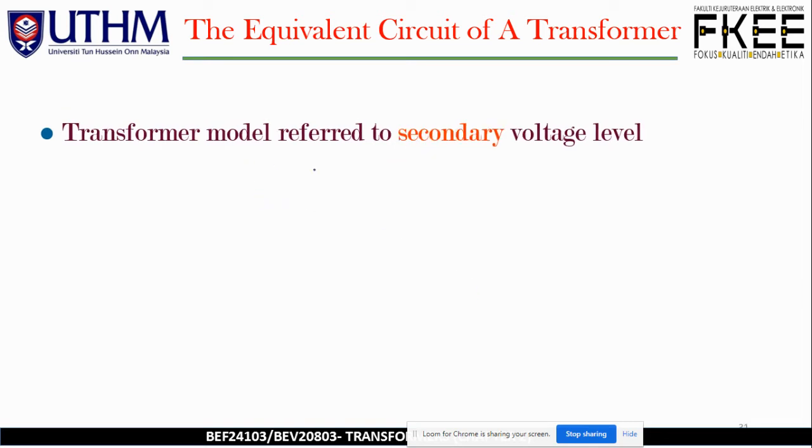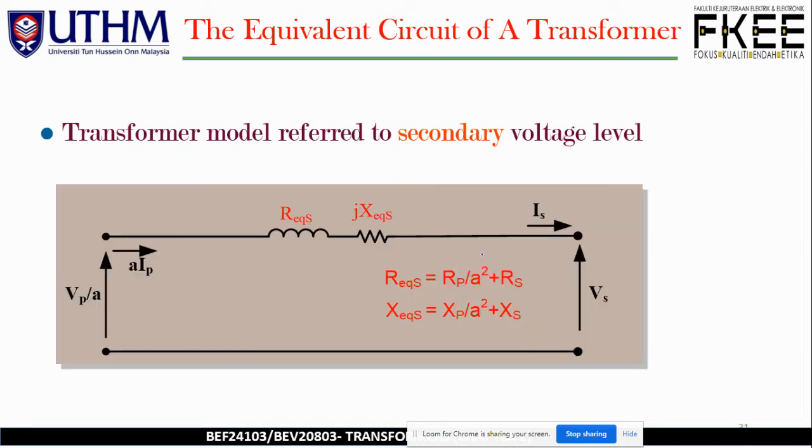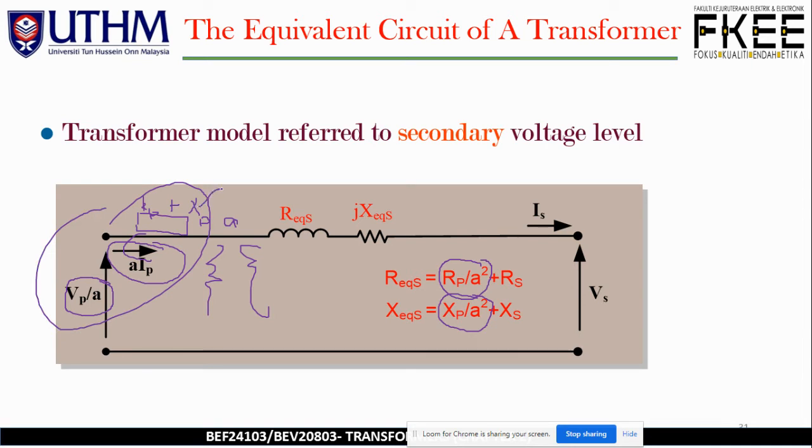Similarly, if your transformer model refers to the secondary voltage, now we have the new RP, which is RP over A squared, the new XP, which is XP over A squared, the new IP, A times IP, and the new VP, which is VP over A. So this means, let's say we have the winding over here with A number of turns, we have our impedance of RP here, and we have XP, and now everything here, including the IP and VP, has been shifted or jumped over to the secondary side, crossing A.